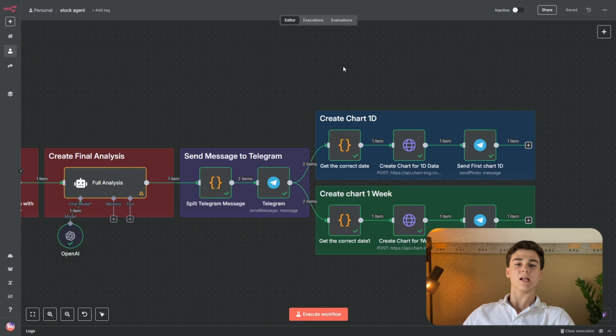Now that we have set up this Telegram node, we can now send the full analysis to our Telegram. And now the only thing left that we have to do is creating the charts. So to create these charts, we will first need to get the correct date. And the correct date is very important because otherwise the timestamp of the chart won't be accurate. So to set this time, we're going to create this code node.